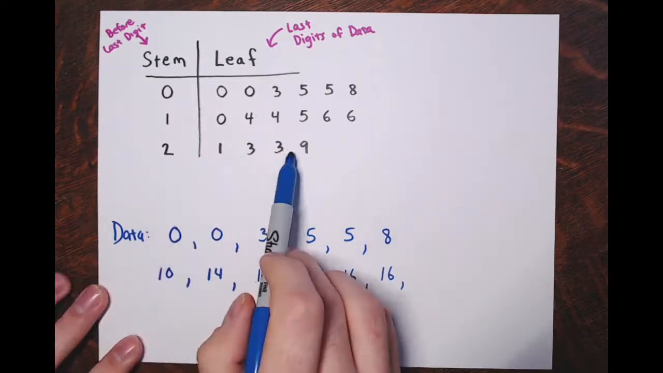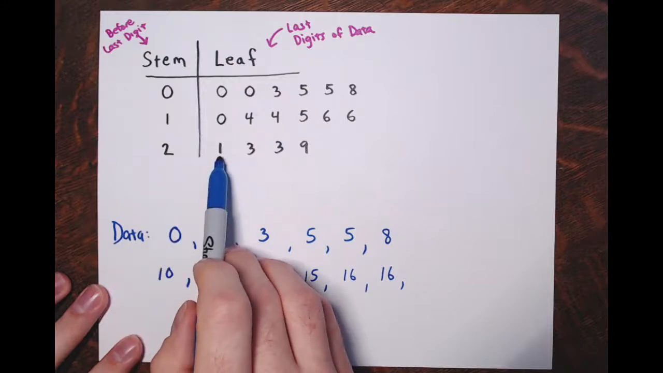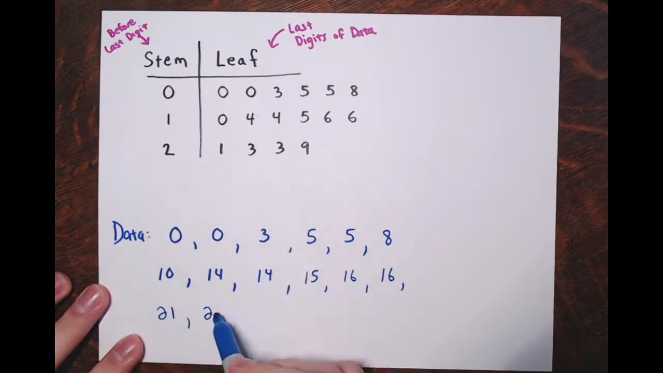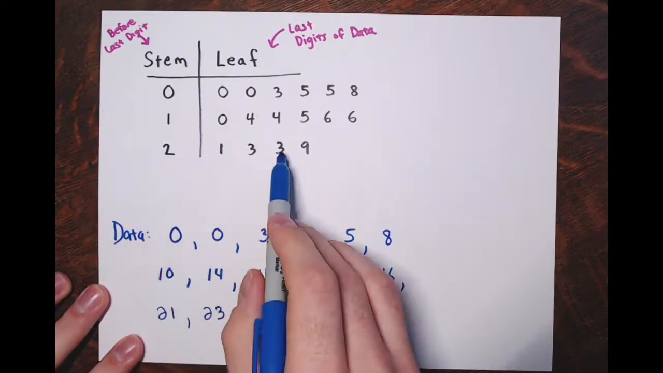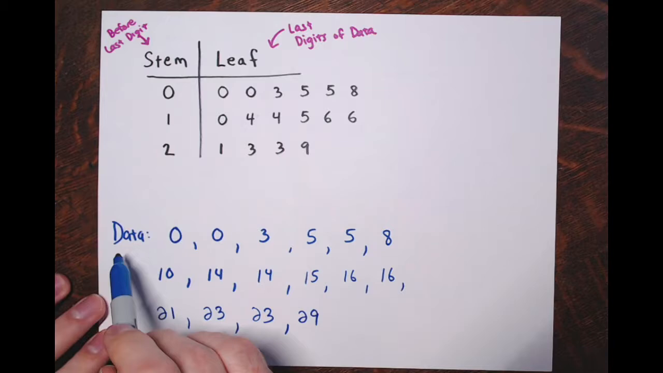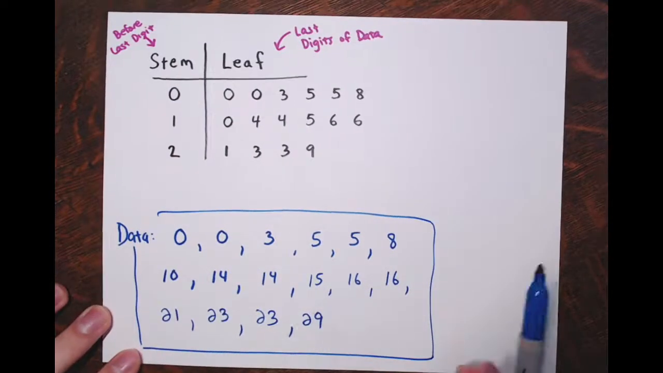Then for the last row, there's only 4 values in the data set that started with a 2 and ended with 1, 3, 3, and 9. So 21, right, 2 and 1. 23, one state had 23 counties, another state had 23 counties, and another state had 29 counties. Right. So this right here that I'm putting in this box would have been the original set of data.